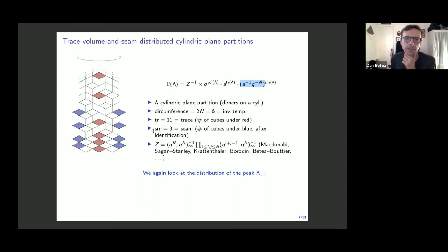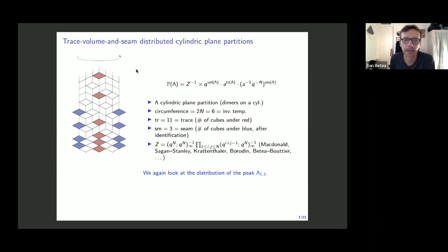So again, I have a trace. I have a 11, the number of cubes in the middle, a seam 3. And then this weight, if you sum over all plane partitions, has a partition function. So the generating series for such things is known.